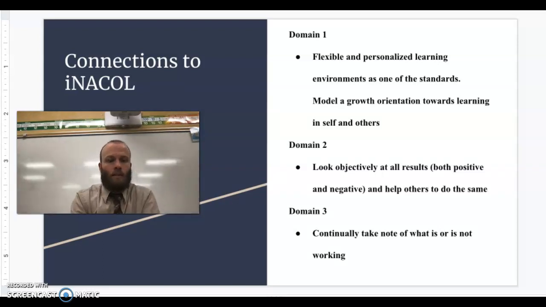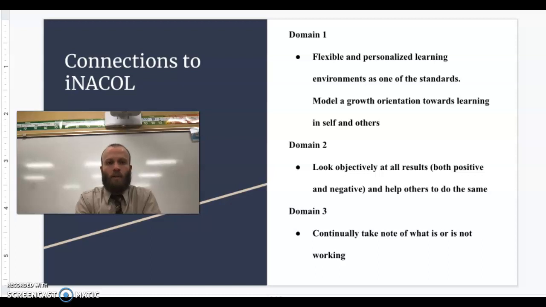And finally, from domain 3, continually take note of what is or is not working. Again, I think this is best practice for all educators. If there is something not working, especially in your online classroom, then get rid of it and do something else. So if you're noticing consistently on a course-to-course basis or year-to-year basis, or however long the online course has been set up for you, that it's getting the same results over and over again, and they're not great results, then teachers need to go back in and change it.